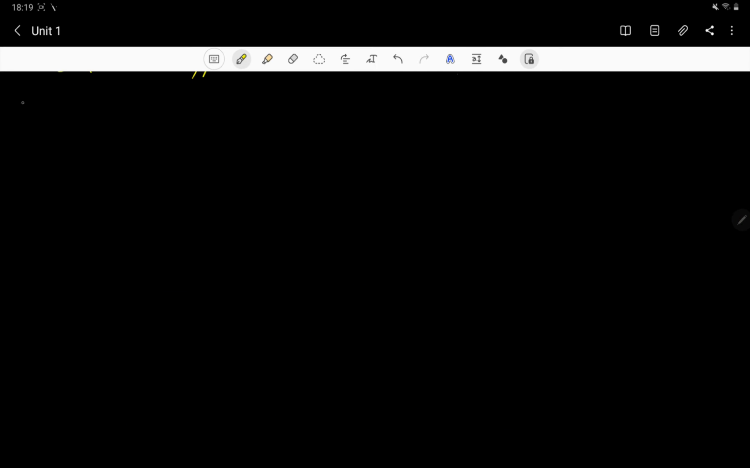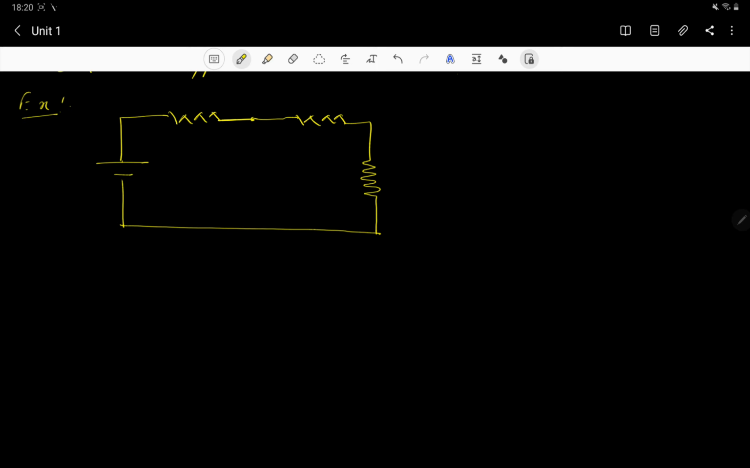Now let's take the same example which we have taken in case of Thevenin's theorem, and we try to solve it by using Norton's theorem. So just draw the circuit. Voltage source was there, resistance, another resistance was there, and this was with the load resistance RL, and one resistance is there in between.